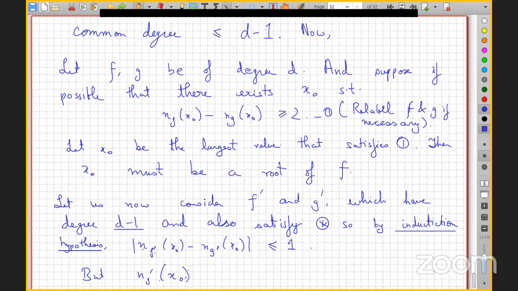What is this n? How many roots does f prime have in x naught to infinity? Now, x naught is a root of f, and between any two roots of f there is one root of the derivative. So that's this interlacing. So in fact, this number must be exactly n_f(x naught) minus 1, because we are starting at a root of f. So whatever number of roots f has in that whole interval, f prime will have one less.